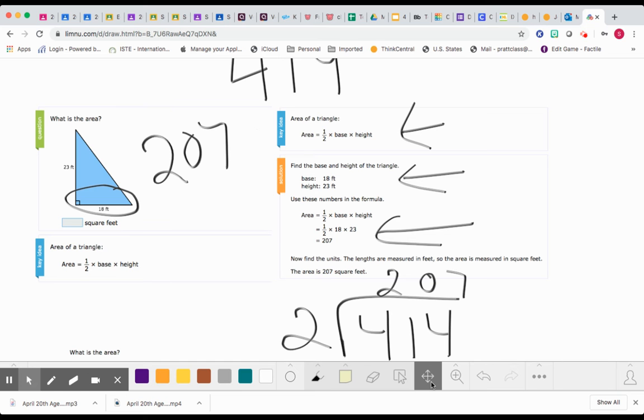So you could always write ft with a little 2 up there. Okay. And that's how we find our area of a triangle. Okay, we're going to do a little bit more practice.